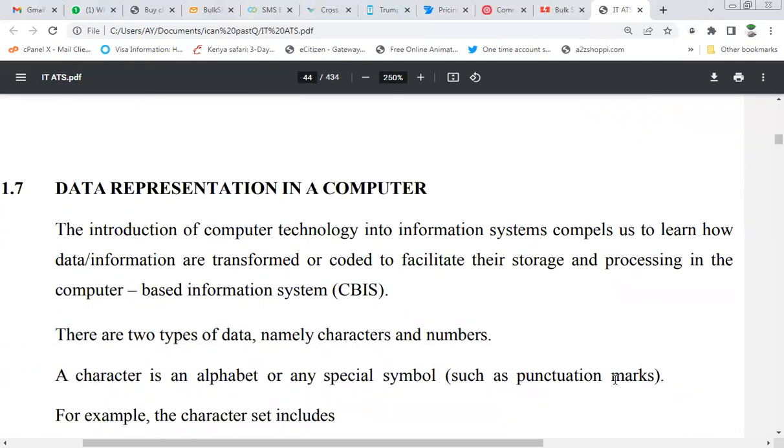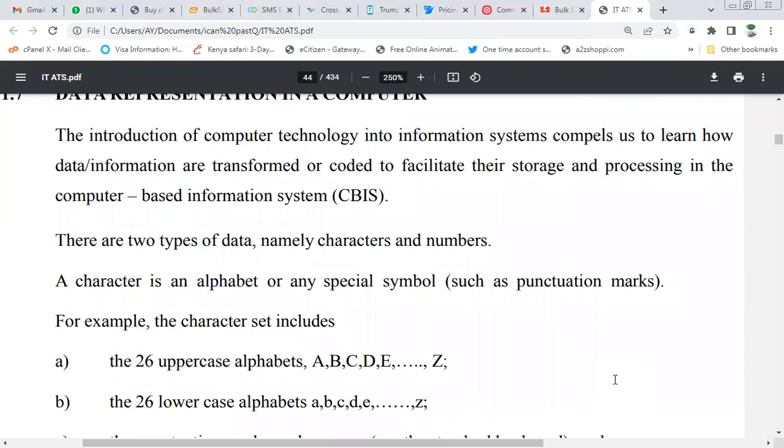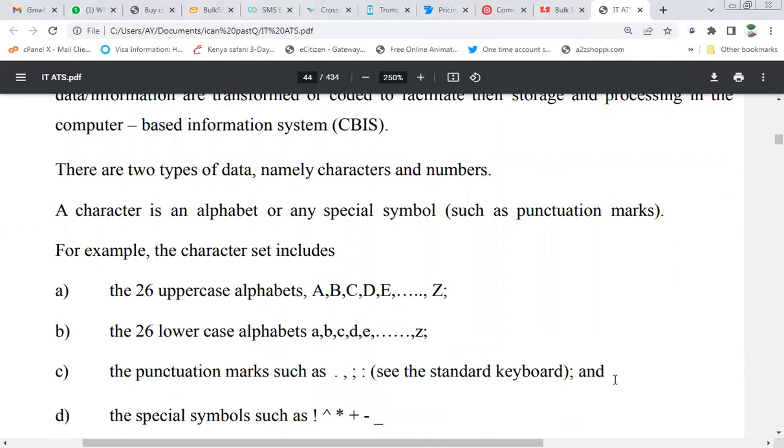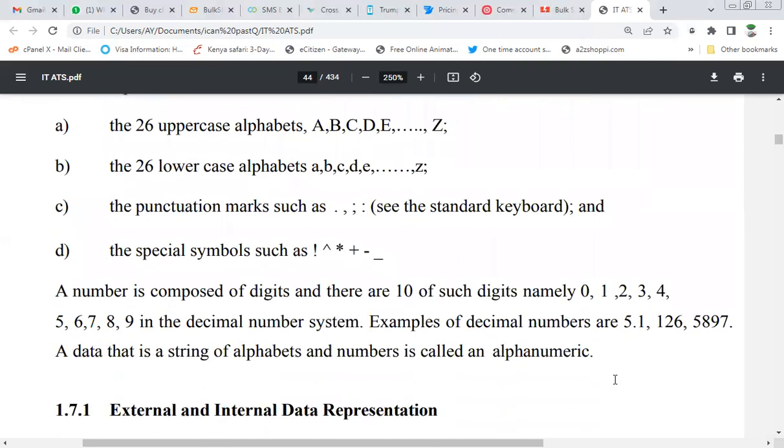Data representation in a computer. There are two types of data, namely characters and numbers. A character is an alphabet or special symbol, such as punctuation marks. For example, the character set includes 26 uppercase alphabets, 26 lowercase alphabets, punctuation marks such as full stop, semicolon, colon, and special characters like hashtag, asterisk, plus and minus.